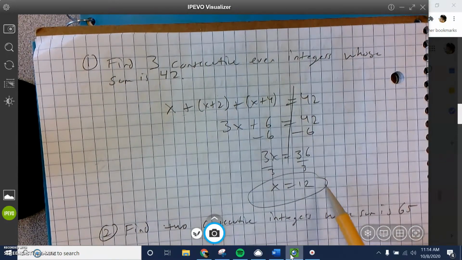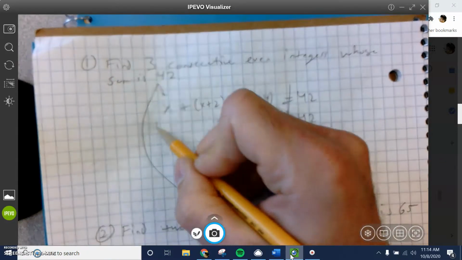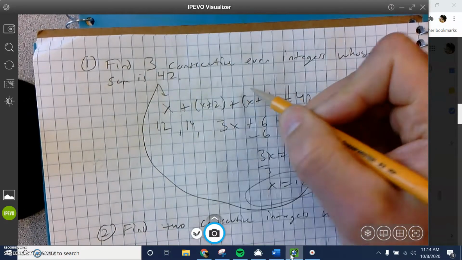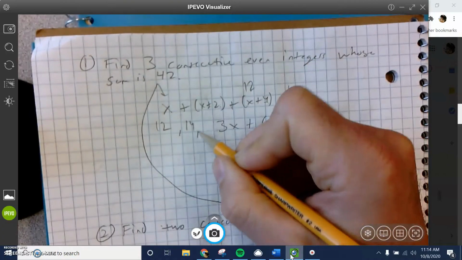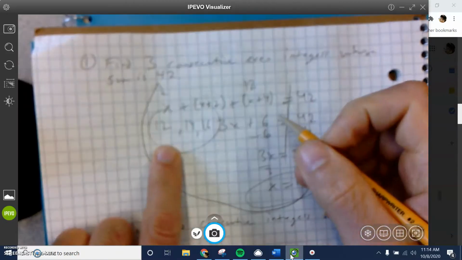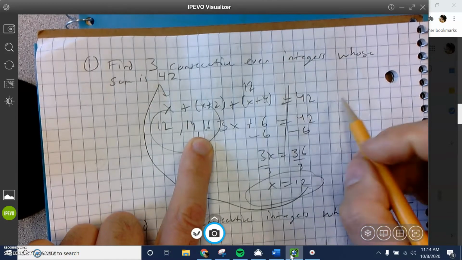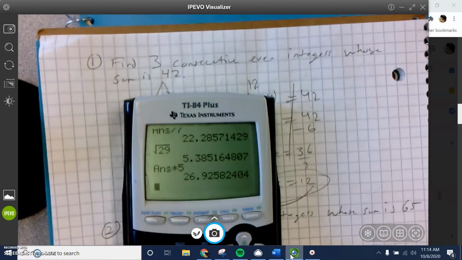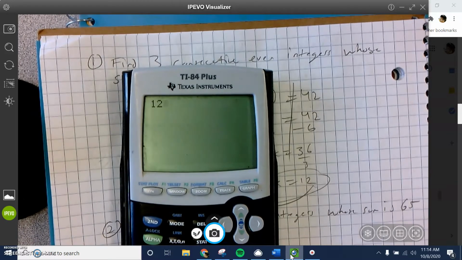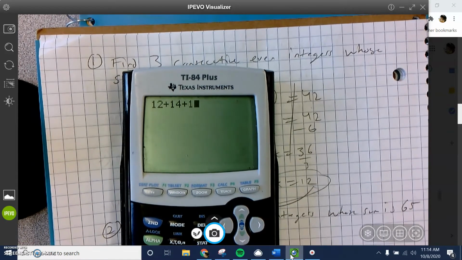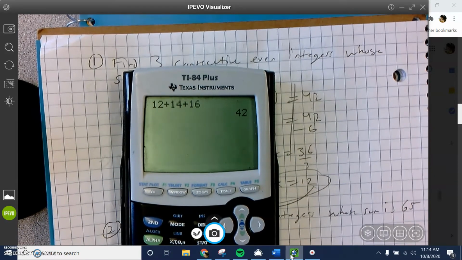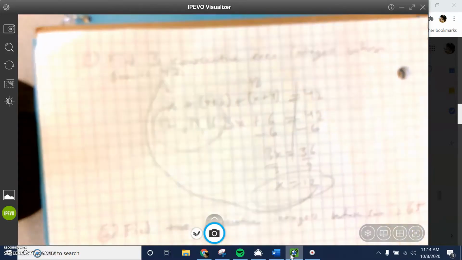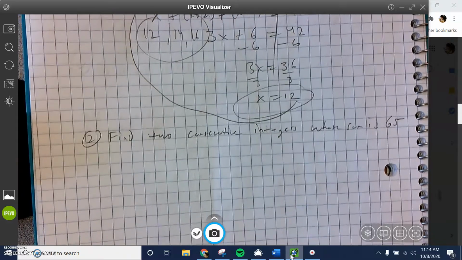So what are they? The first one is 12. 12 plus 2 would be 14. And then 12 plus 4 is 16. So 12 plus 14 plus 16 equals 42. Is that right? I can check with my calculator if I want. So 12 plus 14 plus 16 equals 42. There you go. So 3 consecutive even integers. Got it.